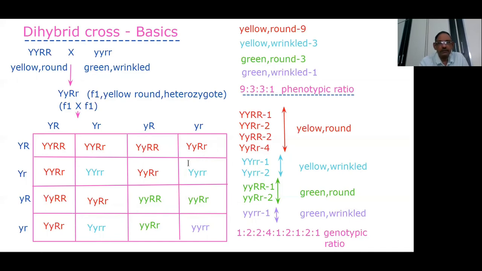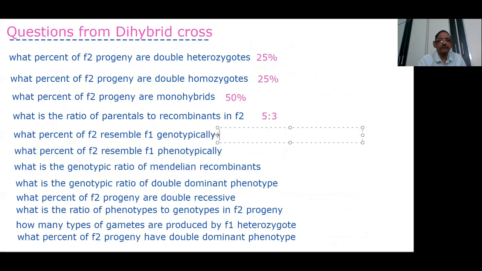How many of these 16 have this genotype? This one, and this one. This, this, and this. This diagonal, double heterozygotes. And you don't have double heterozygote anywhere else except this diagonal. 1, 2, 3, 4. 4 out of 16 are double heterozygotes. F1 genotype is double heterozygote. Therefore, 4 out of 16 progeny in the F2 are like the F1 genotypically. The answer for this is 4 by 16, 1 by 4, 25%.